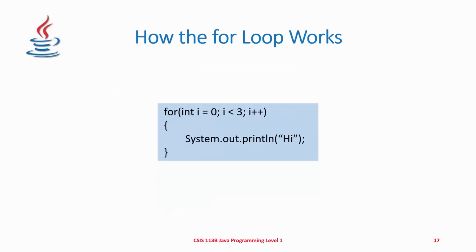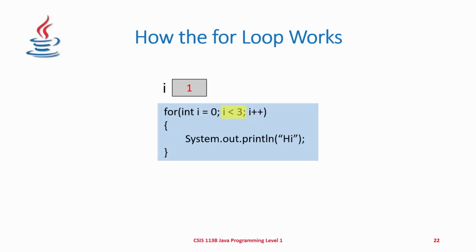So here's a simple example of how the for loop works. We have our keyword for, and then we have our three components inside of the parentheses there. So we have the initializer, we have the Boolean test, and we have the update expression. So the first thing that happens is our integer i gets assigned the value of 0. Then i is checked to see if it's less than 3. If it is, which it is at this point, we'll go ahead and print hi to the screen. Then we increment i, now it's the value of 1.